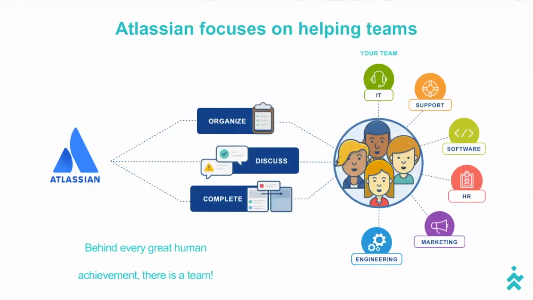So Atlassian in general focuses on helping teams. The software helps to organize tickets and people. It allows people to discuss around the tickets, whether it's in Service Desk, in Jira Core, or in Jira Software. Many different teams can be involved. It could be development teams, IT teams, support teams, HR teams, so IT and non-IT teams. And it allows you to complete the task in a timely fashion. And I like this saying: behind every great human achievement, there is a team. And this is certainly something that Atlassian believes in.